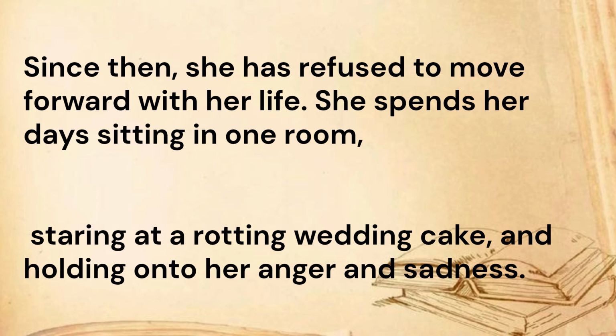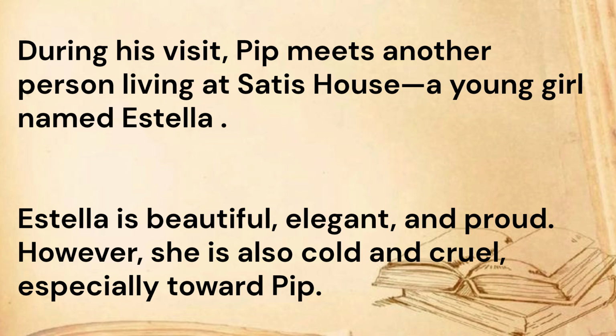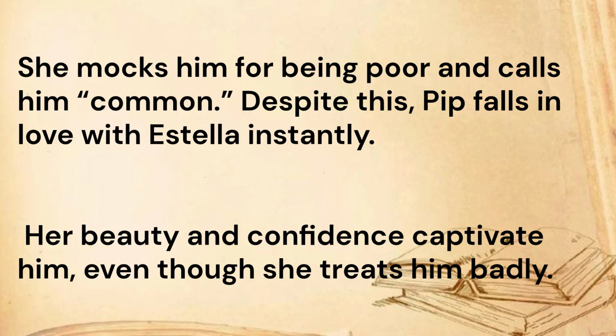During his visit, Pip meets another person living at Satis House, a young girl named Estella. Estella is beautiful, elegant, and proud. However, she is also cold and cruel, especially toward Pip. She mocks him for being poor and calls him common. Despite this, Pip falls in love with Estella instantly. Her beauty and confidence captivate him, even though she treats him badly.